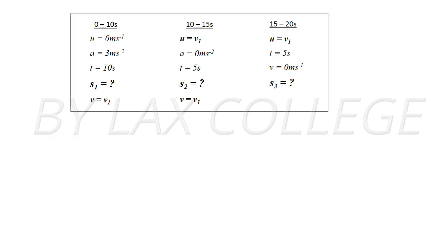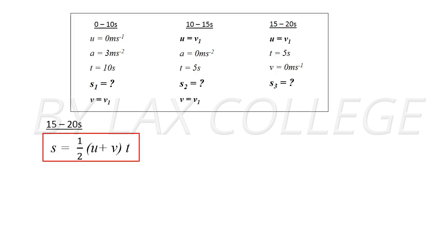Now for the third stage, which is 15 to 20 seconds, you can check the information. The most suitable formula to use is S equals half times u plus v times t. So for S3, we substitute the values: 1 over 2 times 30 plus 0 times 5, and you get S3 as 75 meters.